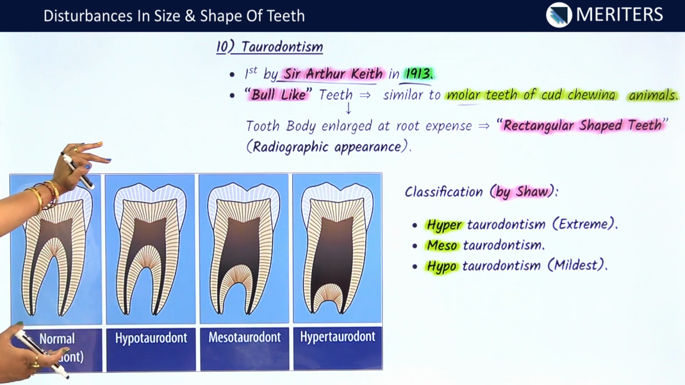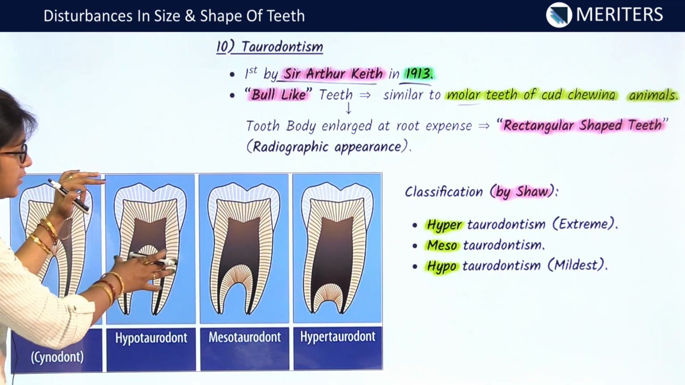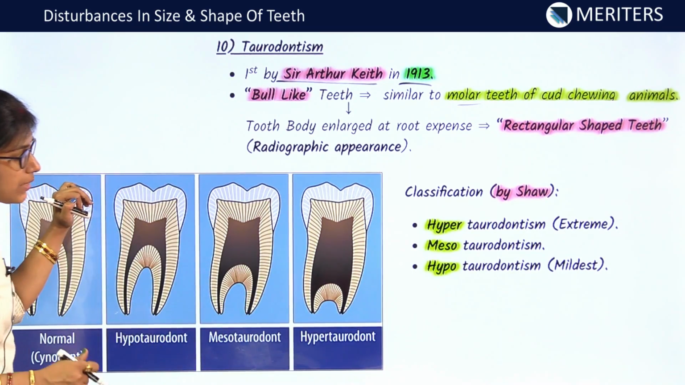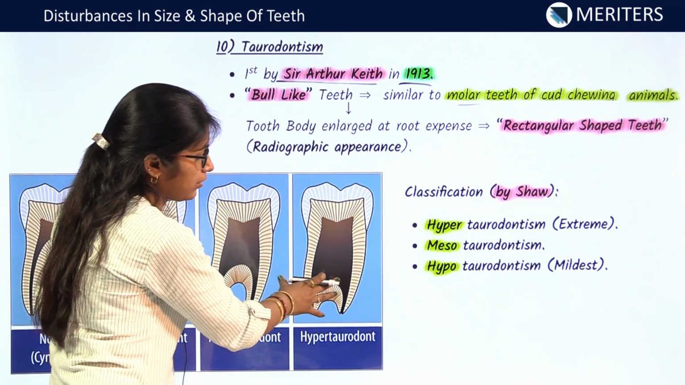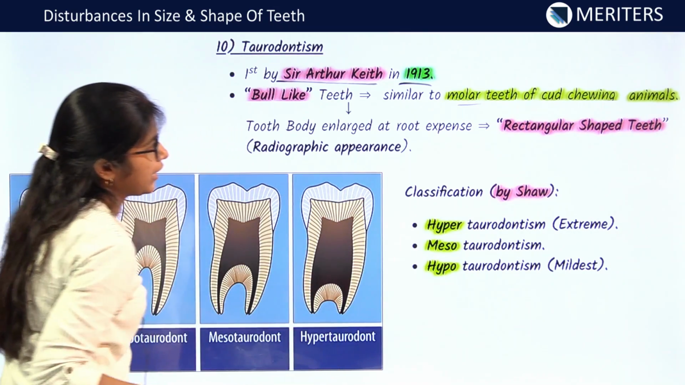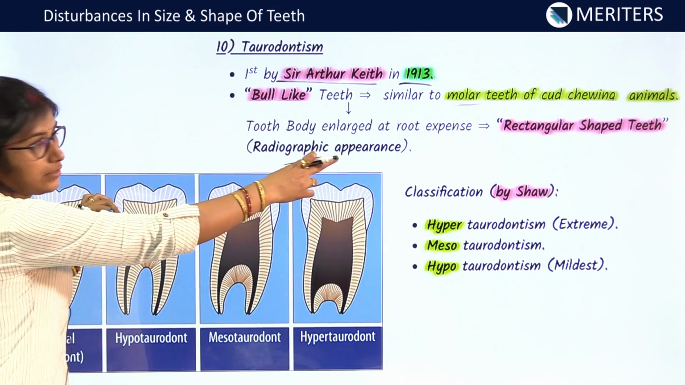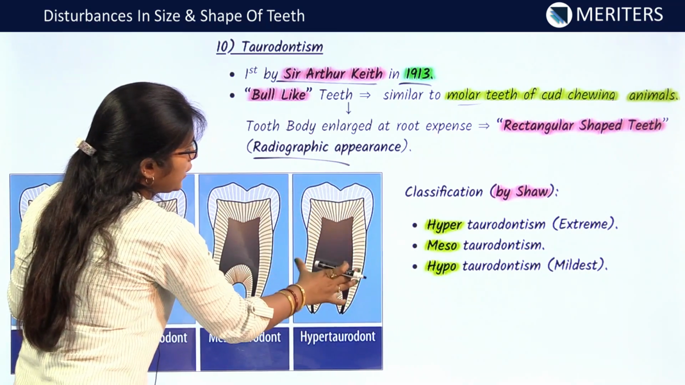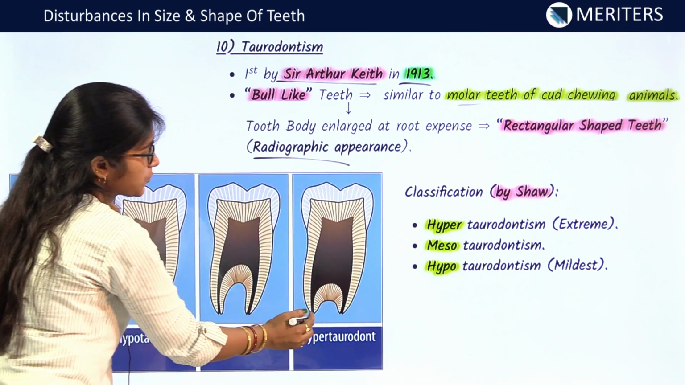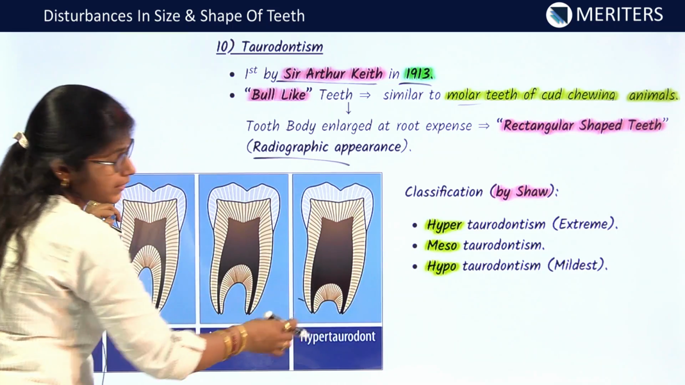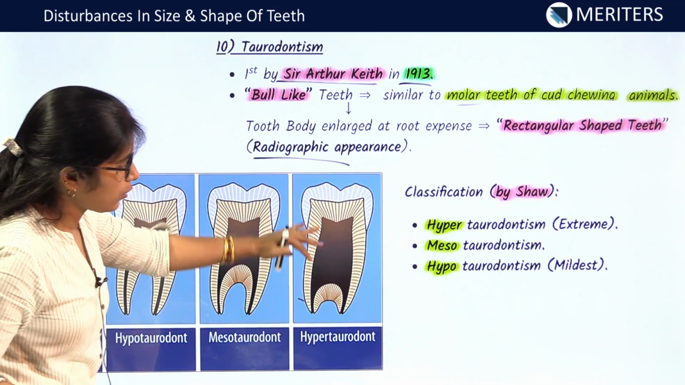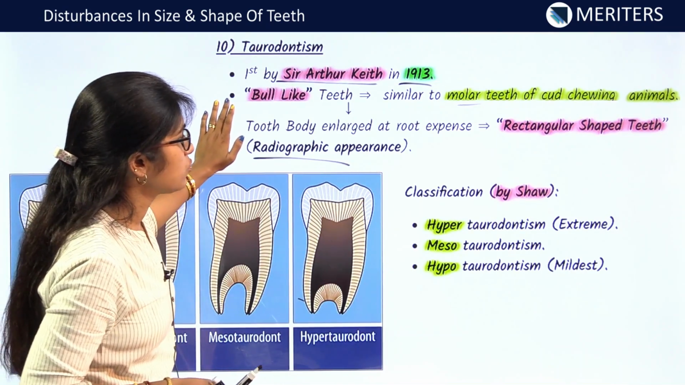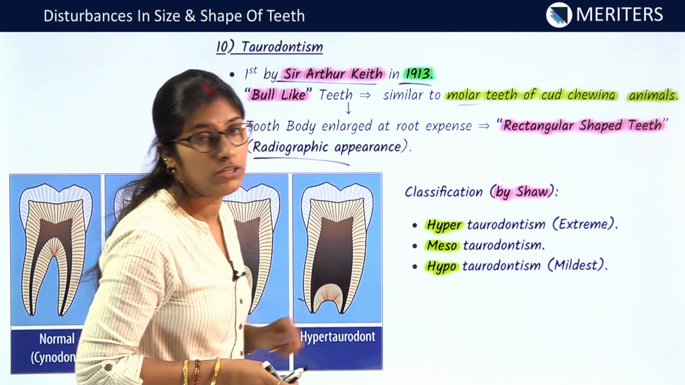See, first of all, hypotaurodont. It's not like that. This is a mildest degree which can be seen. This is meso, okay, in between something, and this is the extreme thing. See, the pulp chamber is so much enlarged. This is rectangular shaped teeth. This is the radiographic appearance, and the tooth body is enlarged at the root expense. See, root has become so less, the furcation is so down, and this is the whole pulp chamber. It is so wide. So it is also known as rectangular shaped teeth on radiograph.